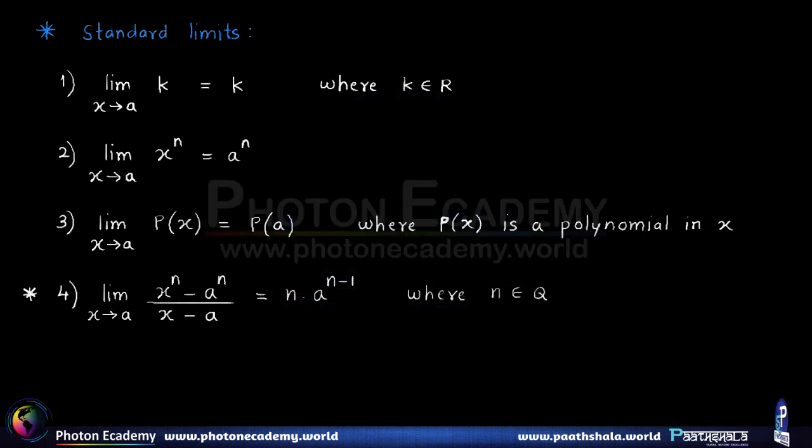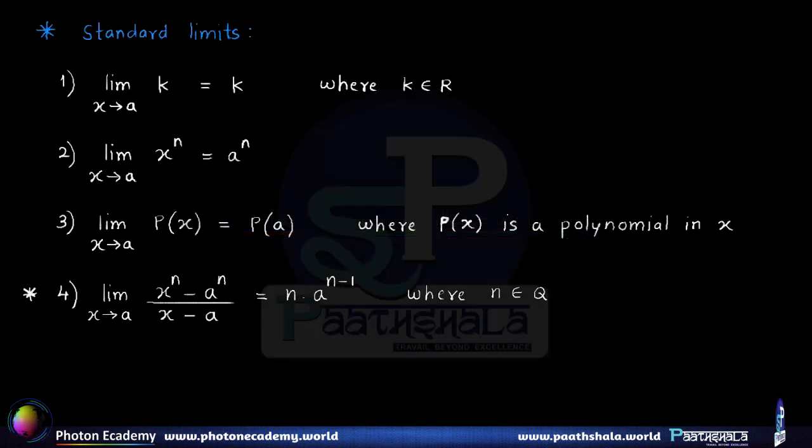Now the proof of this fourth property can be seen later because it needs a method called the substitution method that we will see later in this particular chapter. So now, based on these standard results, let us solve a few simple sums.